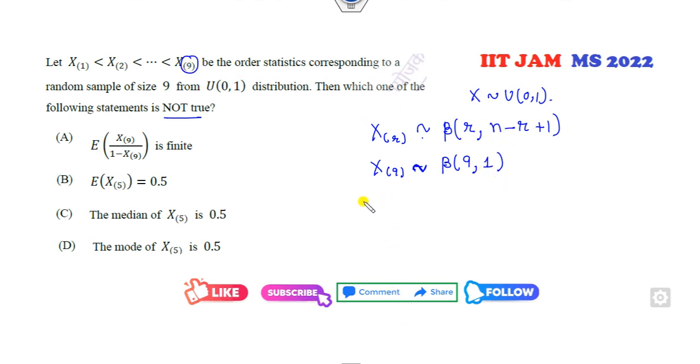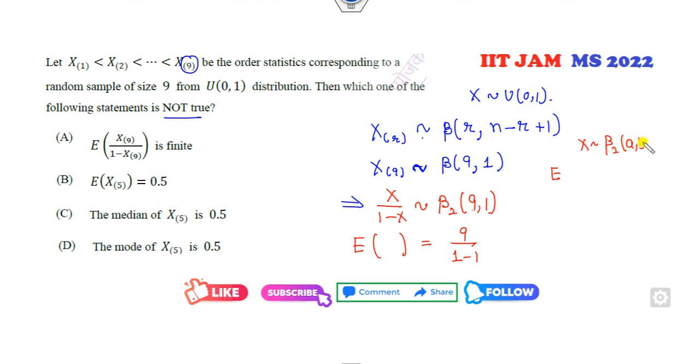Fine. Then if x follows the beta distribution, then x over 1 minus x will also follow a beta distribution of 2. Fine. Then what is the mean of this? What is the mean of the beta distribution? Always remember, if x follows the beta distribution of a comma b, then the mean of this is a over b minus 1. So that will go to infinity. He said finite, so this is not true.